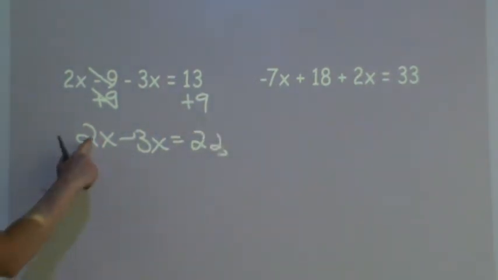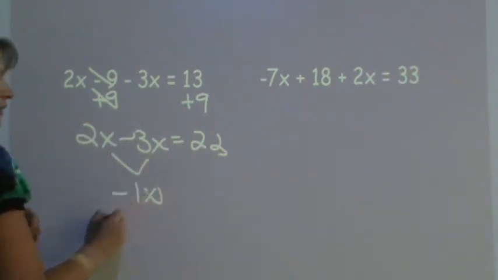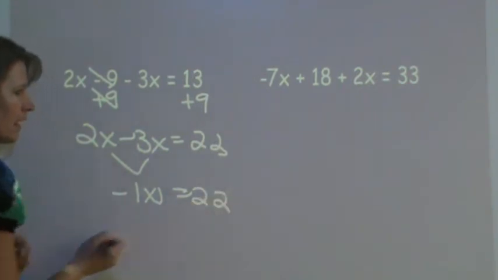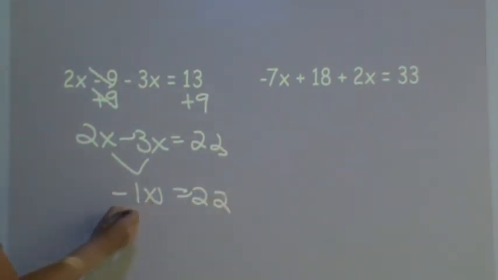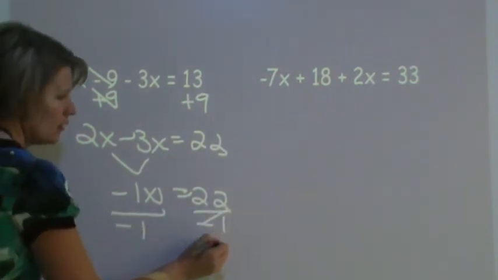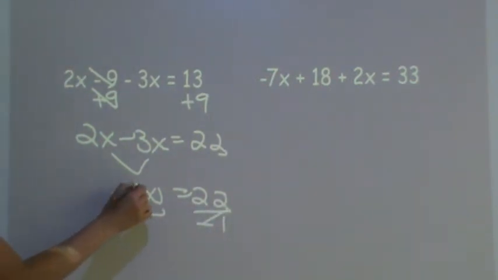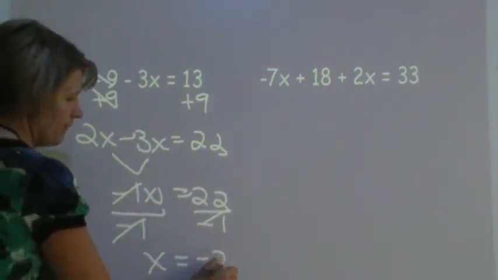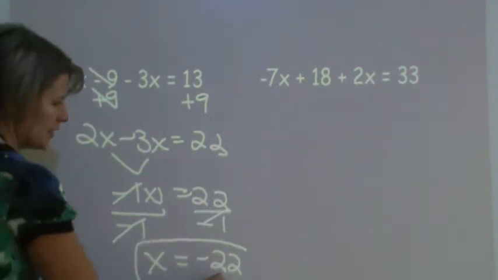All right, so now I've got to combine my x's. 2x minus 3x is negative 1x. I still have my 22 over here. Then negative 1 times something. Well, to undo that, I'm going to divide by negative 1. Whatever I do to one side, I do to the other. Negative 1 divided by negative 1 is 1. 1 times x is just x. And then 22 divided by negative 1 is negative 22.